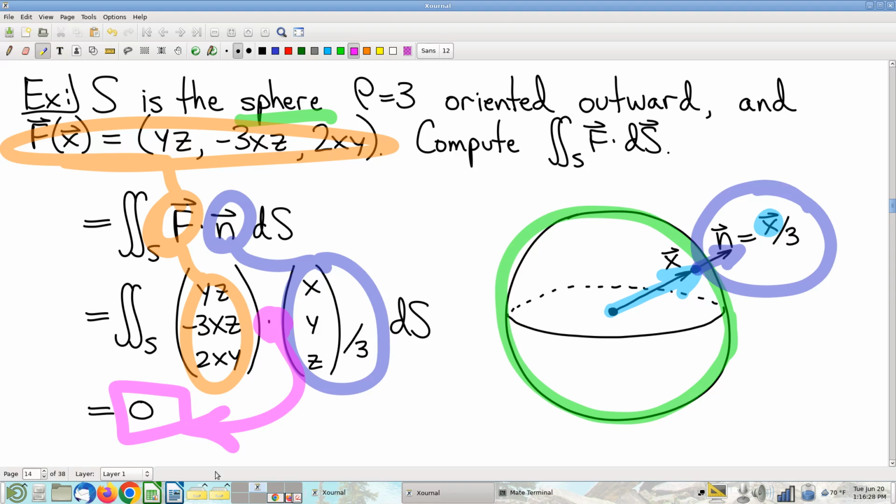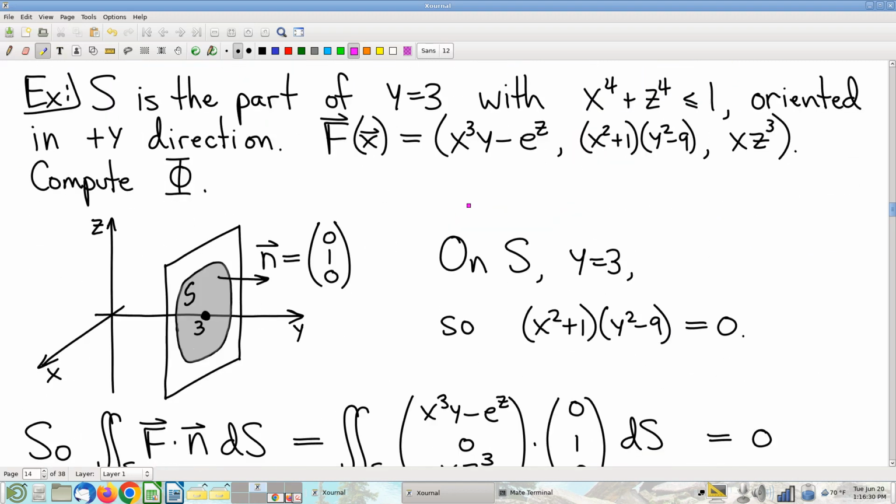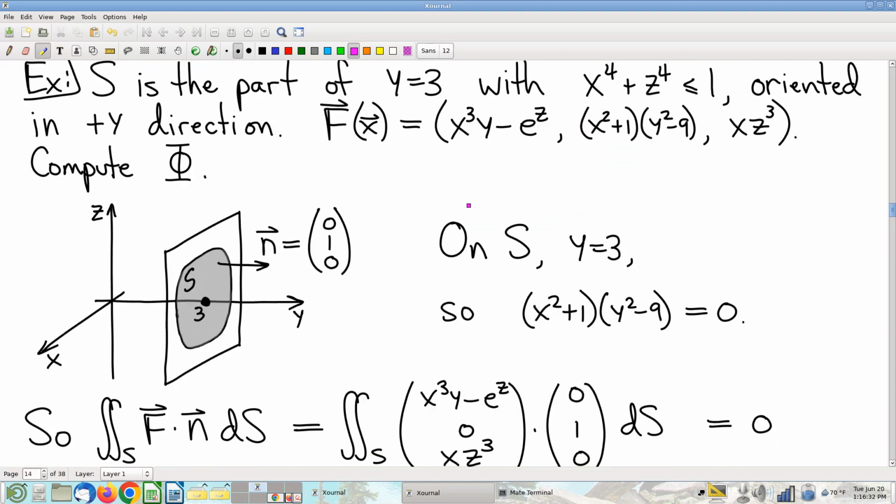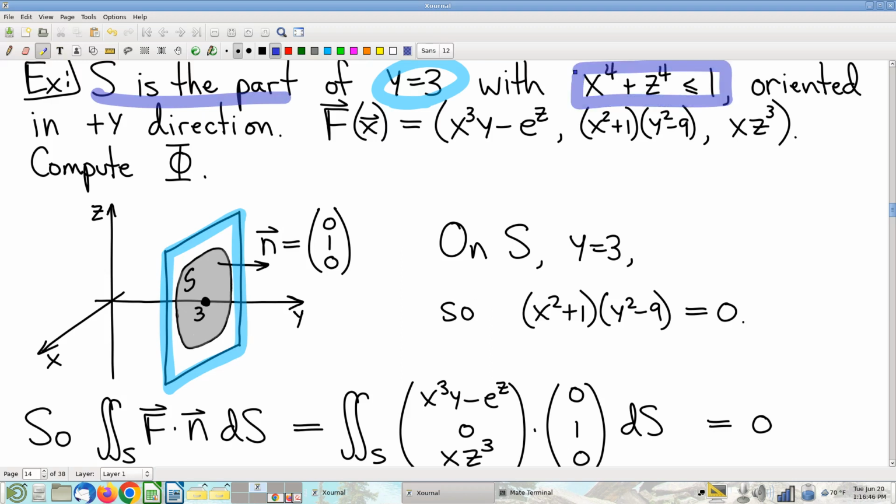All right, here's another example. Here we go. So we have a surface. It's part of a certain plane. Here's the plane, y equals 3. We're looking specifically at S, the part of it that satisfies this weird inequality. Okay, so fine. S is actually just this dark blue surface right there.